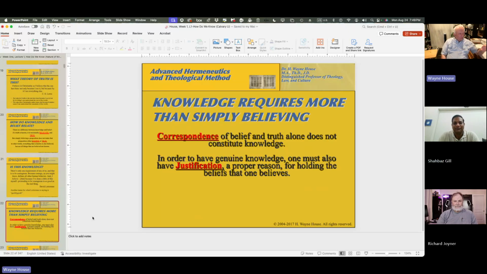Knowledge requires more than simply believing, then. There must be a correspondence of belief to what is true. The belief must have an object in nature. It must function together. Correspondence of belief and truth alone does not constitute knowledge. In order to have genuine knowledge, one must also have a reason why to accept it.